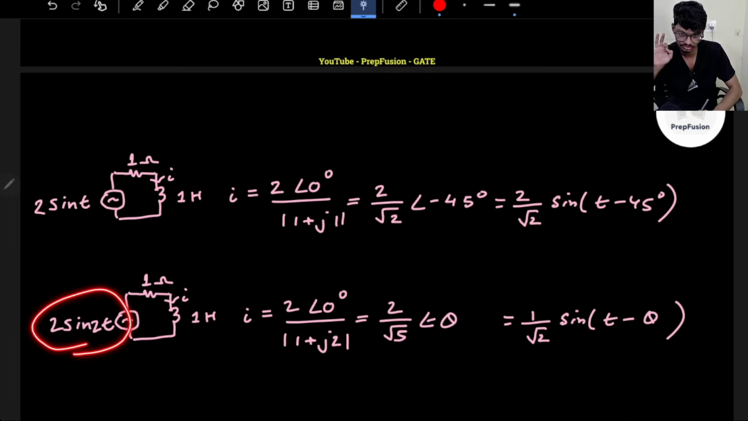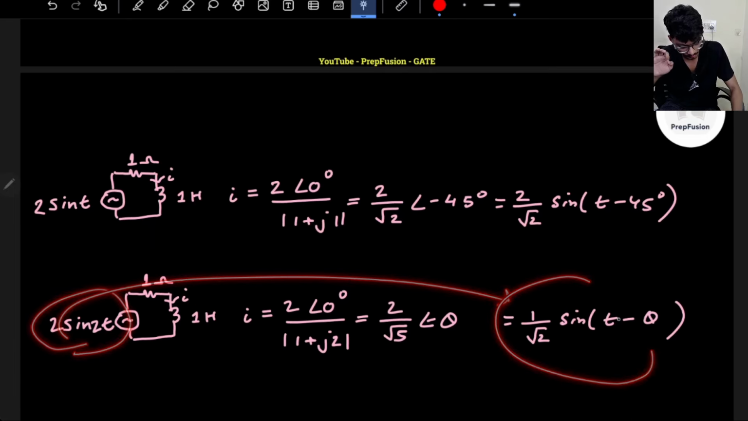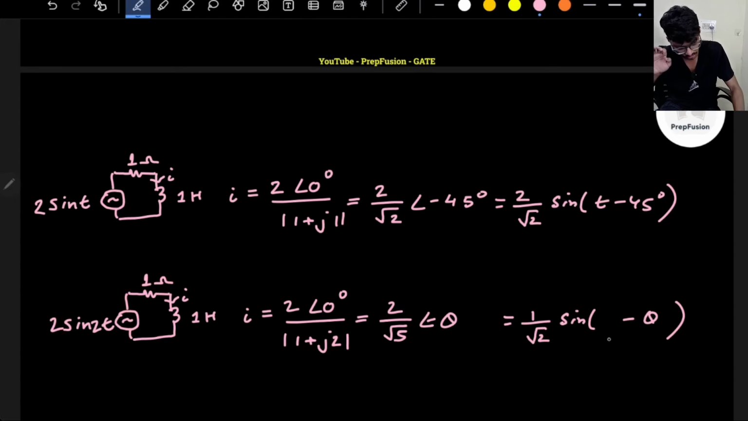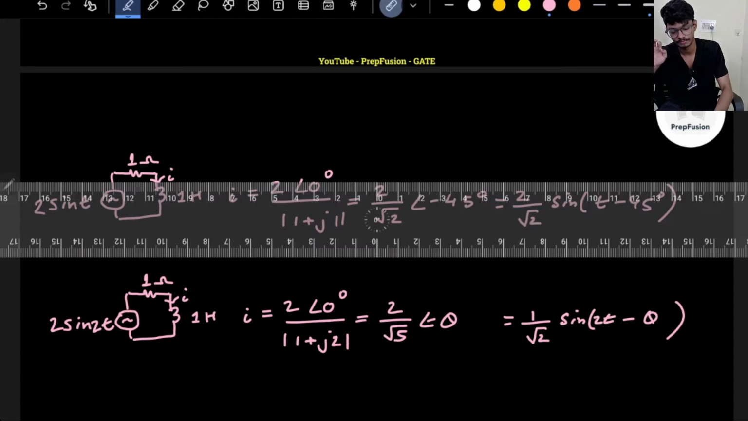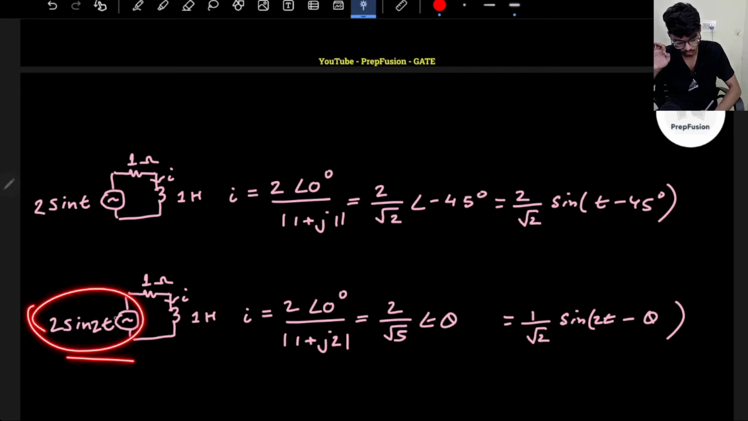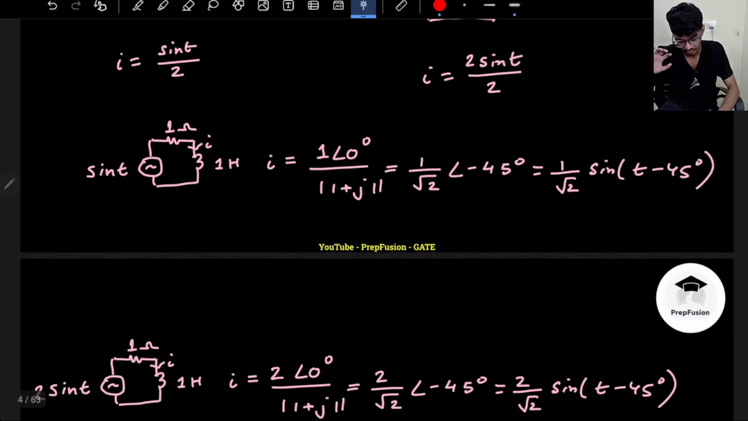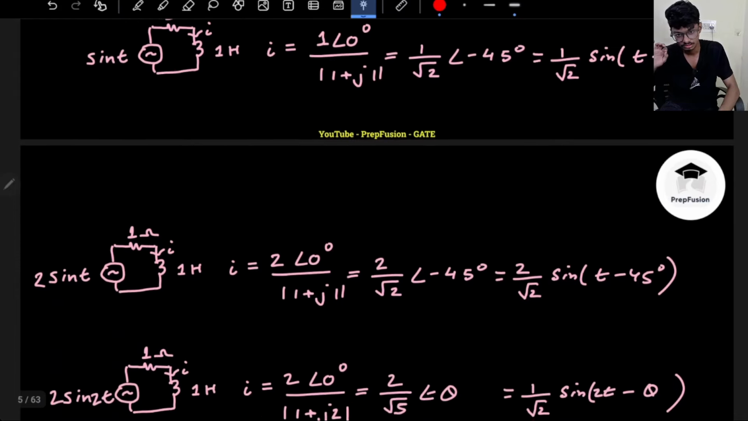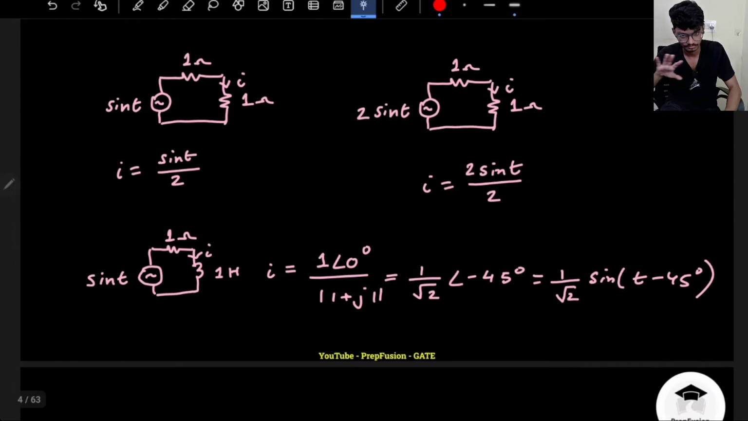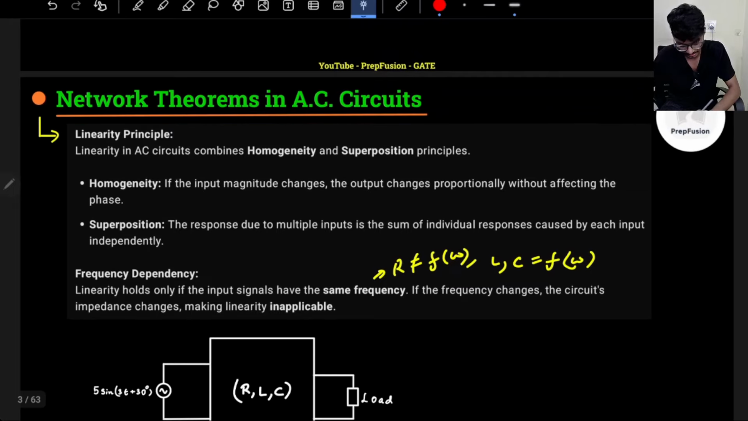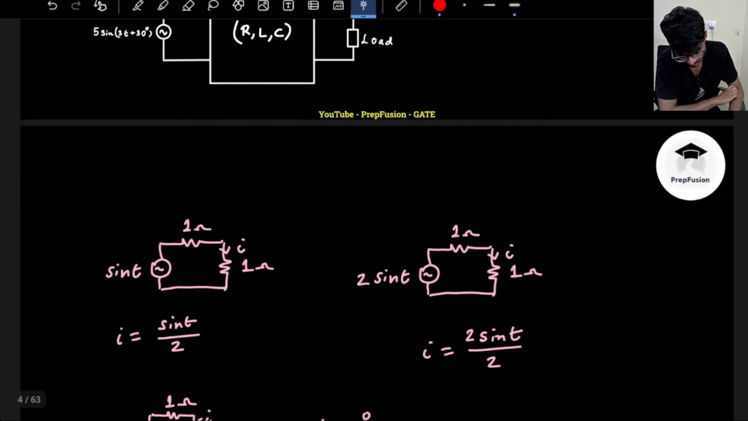Individually, this is the source due to which I am getting this current. Remember, sorry, this is not t, this will be 2t, because here the frequency was 2t. So due to this source the current will be this, and due to this source the current will be this. If I have two sources of different frequencies, I can individually add those things. That is what superposition tells: the response due to multiple inputs is the sum of individual responses caused by each input. Of course we will see a question on this as well. From this basic example I hope you have understood.